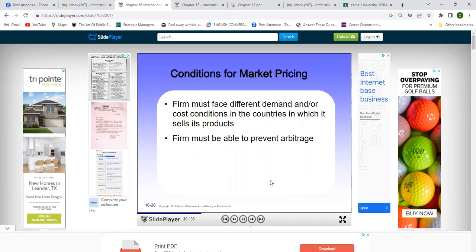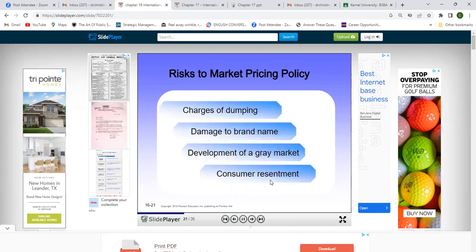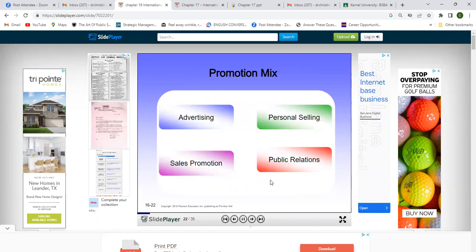Conditions for market pricing: the firm must face different demand or costs for products in each country in which it sells the product. Firms must be able to keep markets separate. The risks of market pricing include charges of dumping, damaged brand, development of the gray market, and consumer resentment. Those are all risks to the market pricing policy.